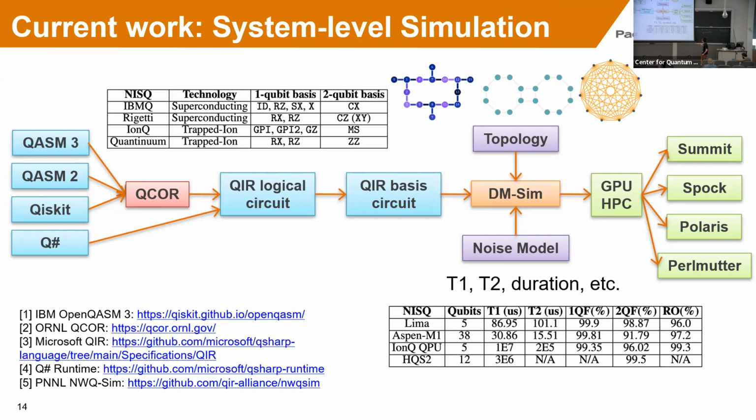And these circuits are fed into the DMSim. Then we input the topology, for example the IBM Q and the Rigetti, and we also inject the noise models based on the T1, T2 duration, readout error, etc. And then we perform this simulation on HPC, particularly GPU-based HPCs, including Summit and Perlmutter. We also test on a single node of Spark.